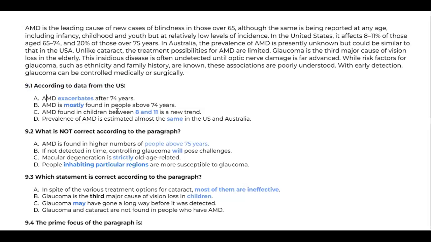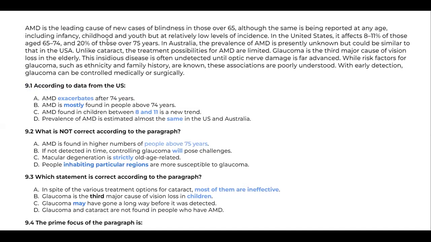First one, AMD exacerbates after 74 years. We know that this happens more after 74 years, but it doesn't say it is exacerbating. Exacerbation is not found here. You cannot find the word exacerbation anywhere. It is only seen that although the same is being reported at any age, including here, you can find that one.